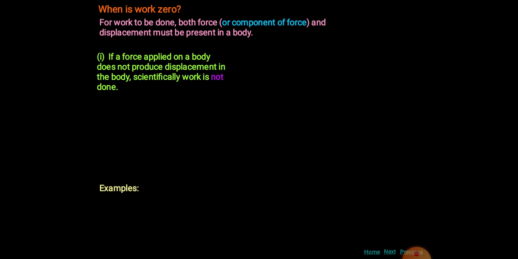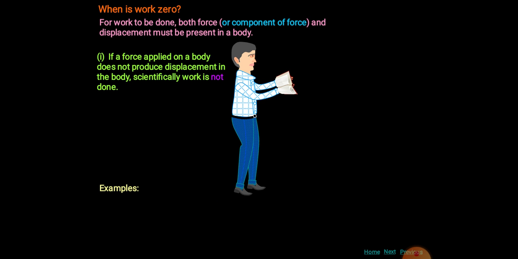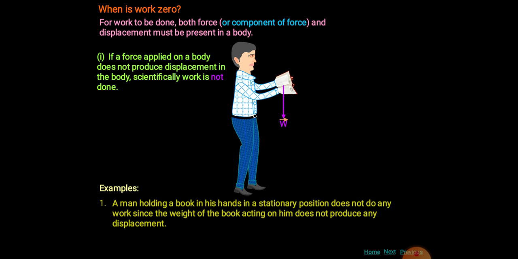Here we will discuss some examples related to it. The man is holding a book and the book is in a stationary condition. The weight of the book acting on him does not produce any displacement. If the displacement is not done, the work is 0 in that case. You know that for work to be done, both force and displacement must be present in the body. A man holding a book in his hand in a stationary position does not do any work, since the weight of the book acting on him does not produce any displacement. So the work is 0 in this case.